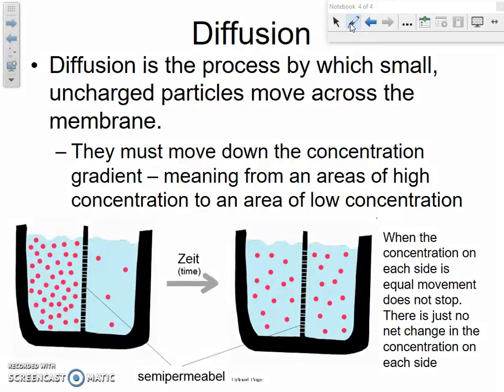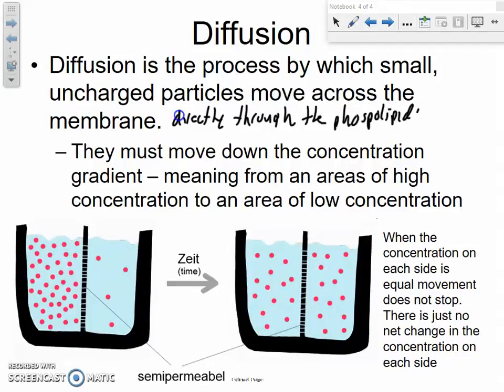So the first of our forms of passive transport is diffusion. Diffusion is the process by which small and uncharged particles move across the membrane. And these go directly through the phospholipids. They don't use protein. Phospholipids, I don't think I spelled that correctly, but you can spell it right. They go directly through the phospholipids, and they have to move from an area of high concentration to an area of low concentration.